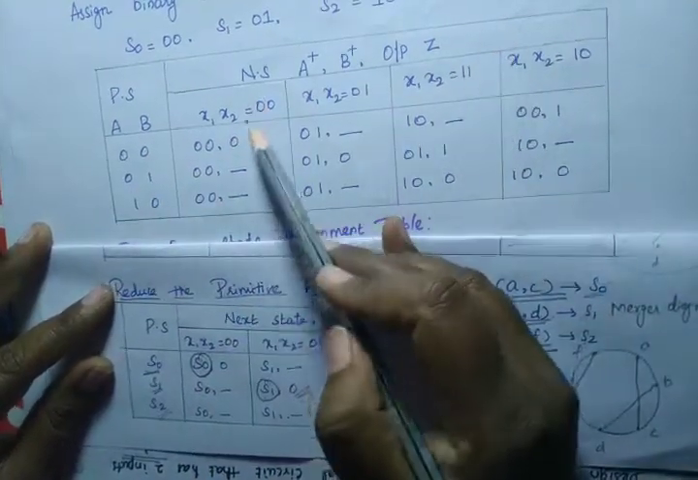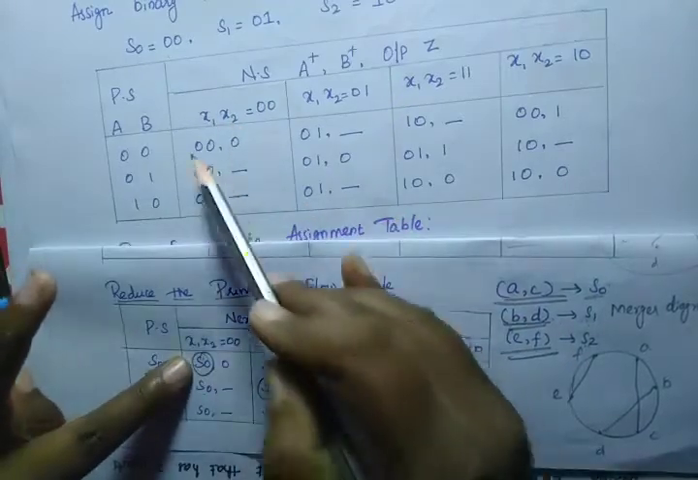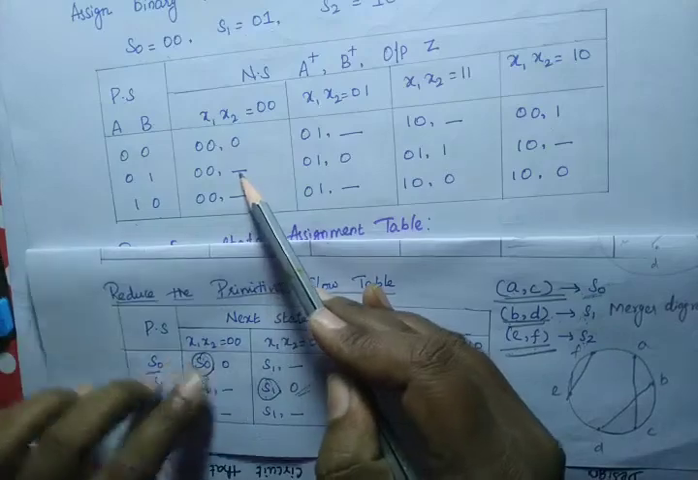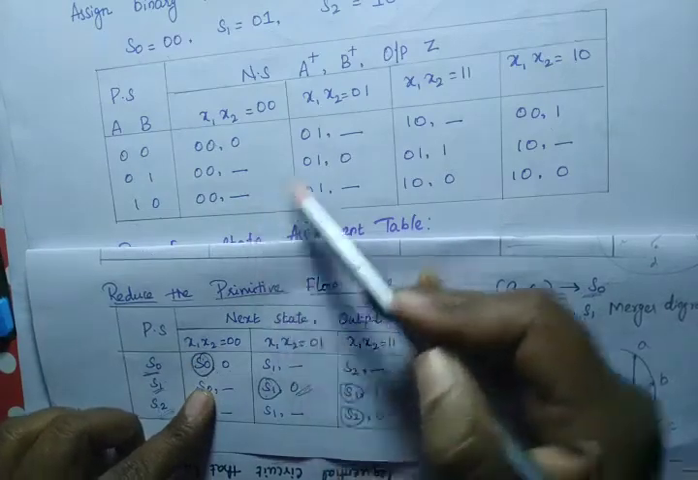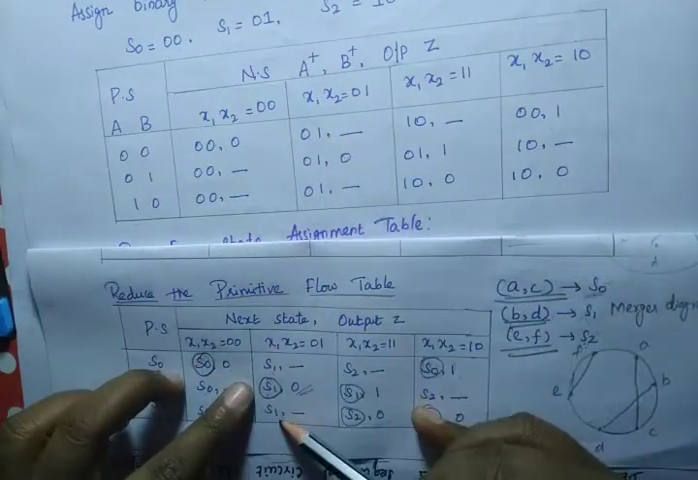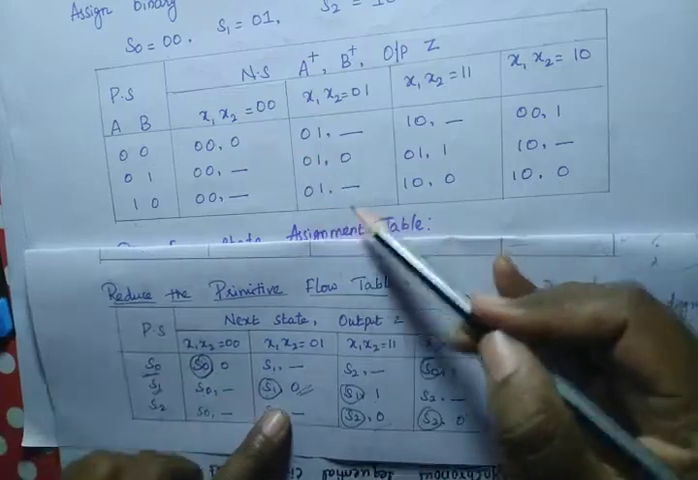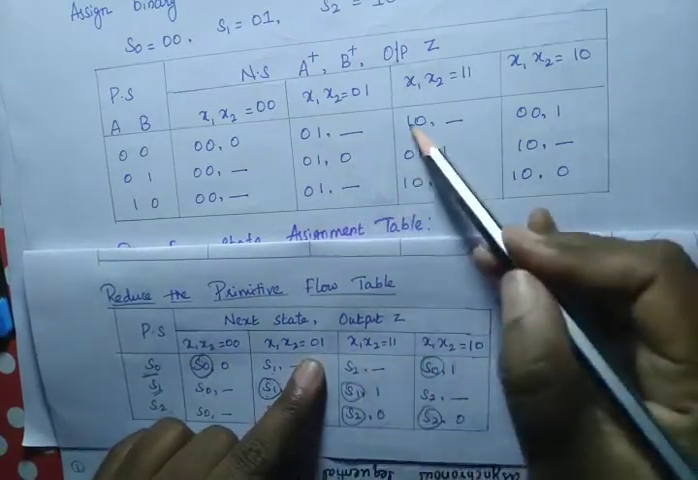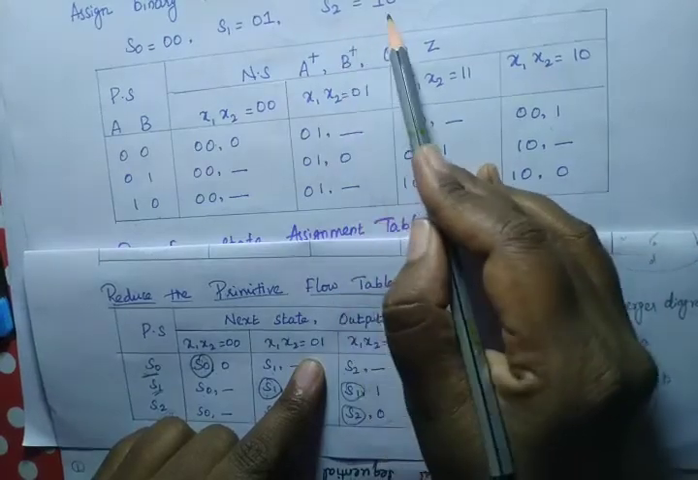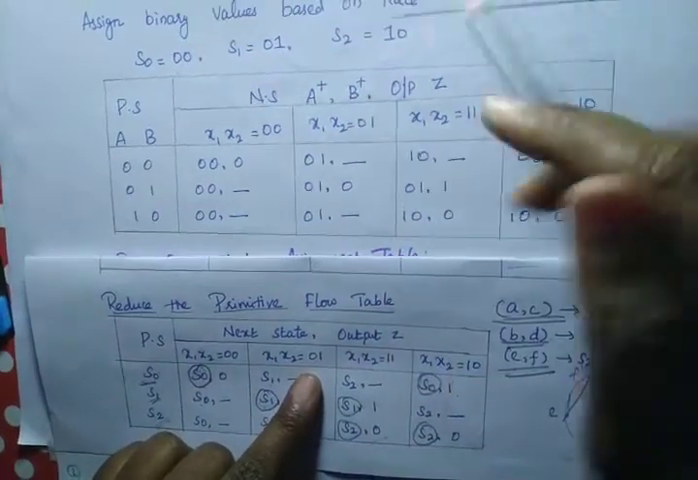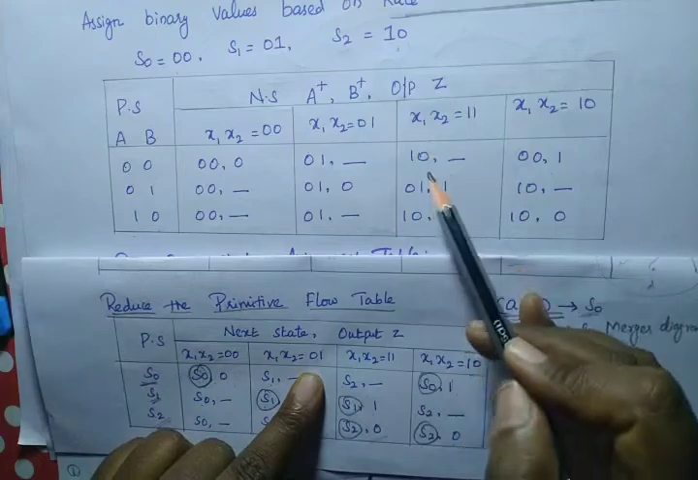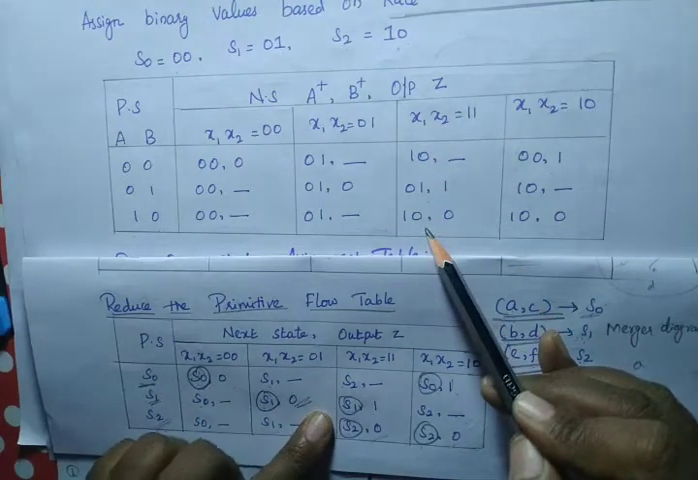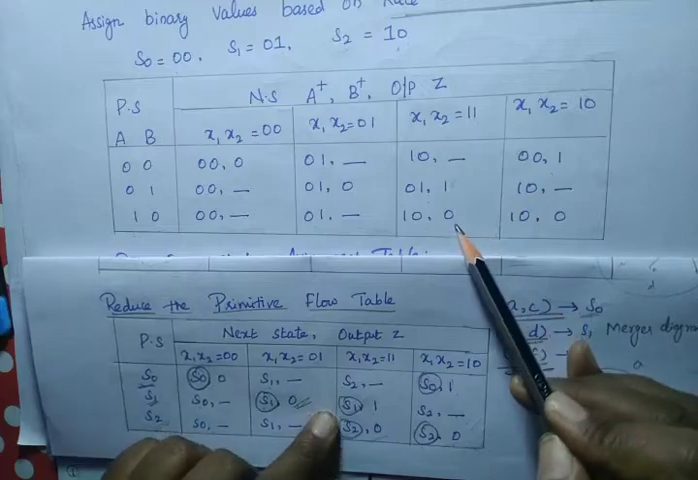Now here we have S0 as 00. Here we have S0, S0, 00, 00, and here we don't have output, dash dash. Next here it is S1, 01, 01, 01, and here we have output 0. So the remaining will be dash. Here we have S2. S2 is 10. For S2 we have to substitute 10. So S2 is 10. Here we have S1, 01, S2, 10, and here we have 10 outputs.